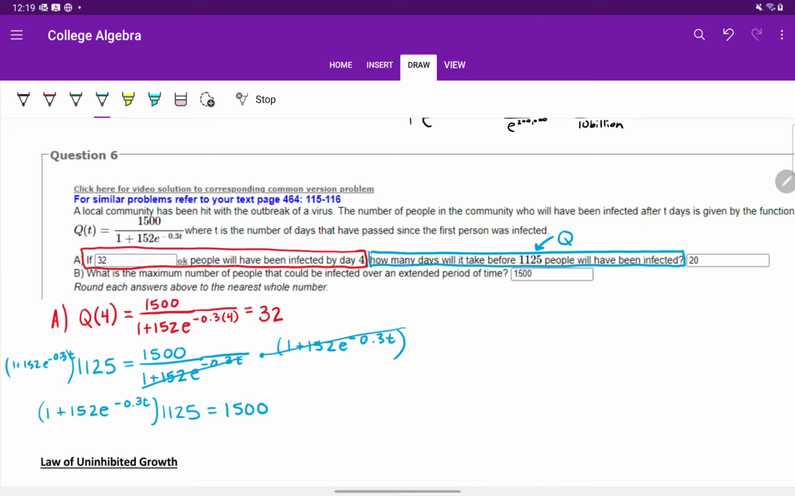All right, moving on. Now we're going to divide both sides by 1,125. So on the left, I'll just have 1 plus 152 e to the negative 0.3 t, and on the right we'll have 1500 divided by 1125. Now, continuing our mission to get t by itself, we're going to subtract 1 from both sides. Minus 1. And next, divide both sides by 152.